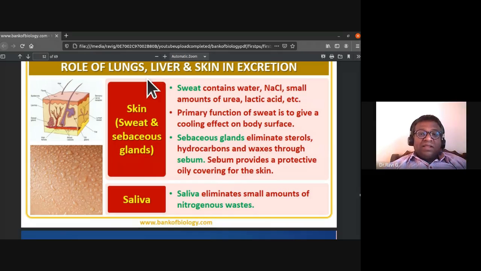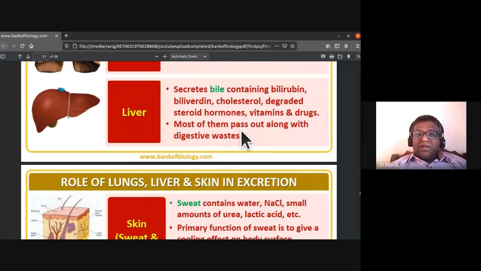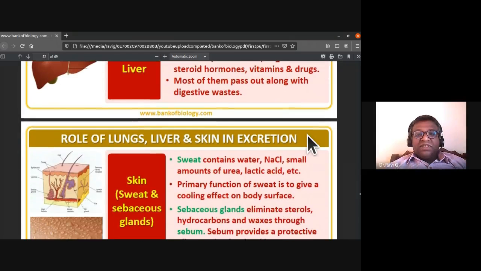So the lungs remove carbon dioxide, 200 ml per minute. The liver removes bilirubin, biliverdin, cholesterol, degraded steroidal hormones, vitamins, and drugs. Most of them pass out along with the undigested food as fecal matter, that is, along with digestive waste.